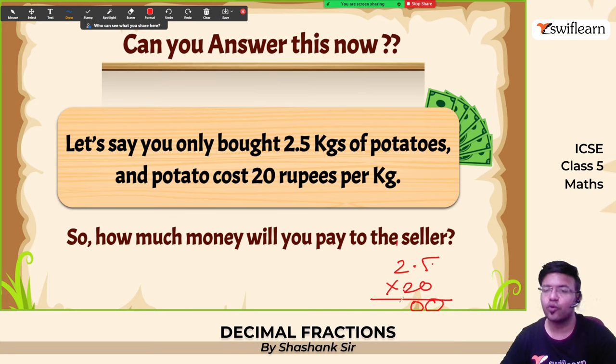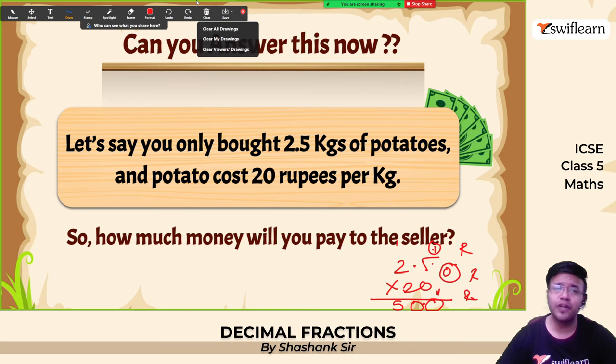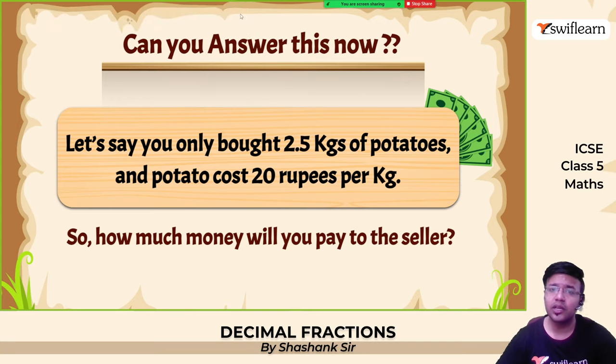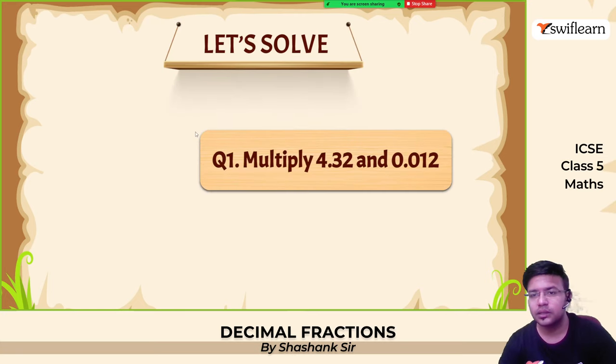2 2s are 4. Now at the top from the right side, after one number there is a decimal point. Below, after zero numbers there is a decimal point. So 1 plus 0 is 1. Place the decimal point after the one number from the right. So 50 rupees is the answer. You need to give 50 rupees.